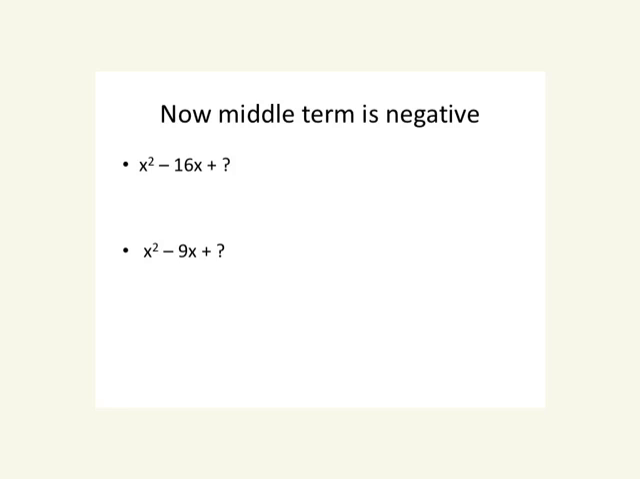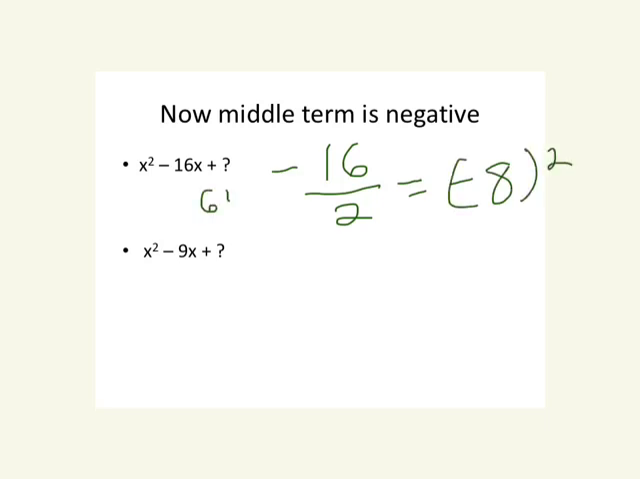So what you do is you complete the square. You take the middle term, you divide it by 2, and you square it. So what number belongs on the end? 64.